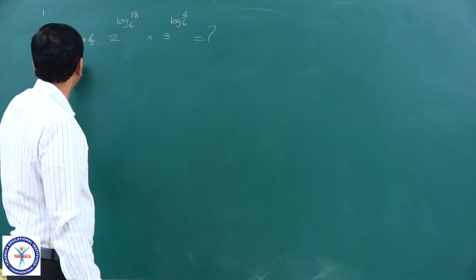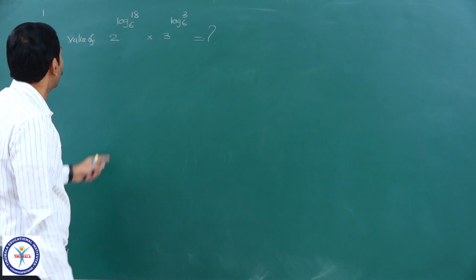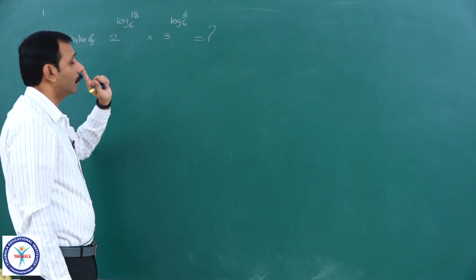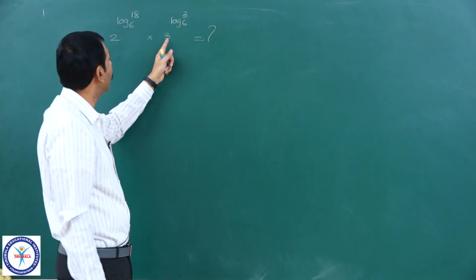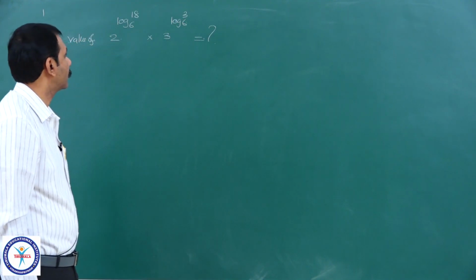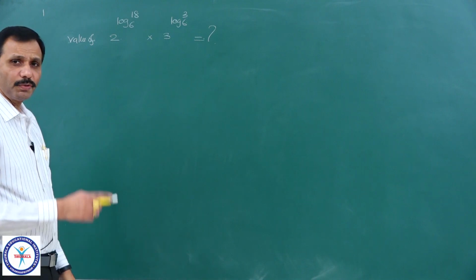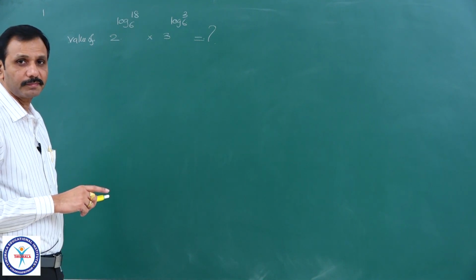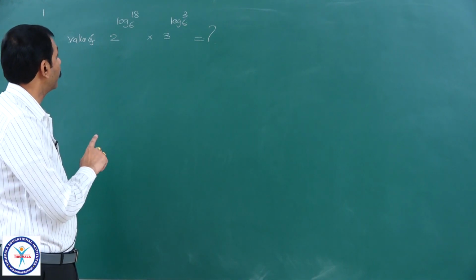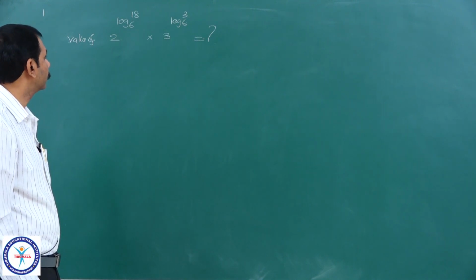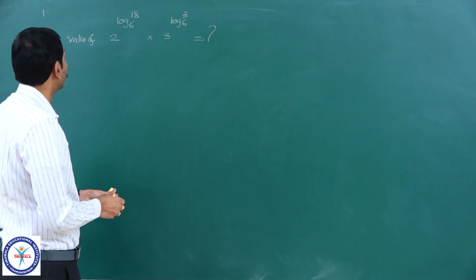Right, the other one: find the value of 2 power log 18 to the base 6 into 3 power log 3 to the base 6. First you try it on your own, after that you see the solution. Okay, I will do this.